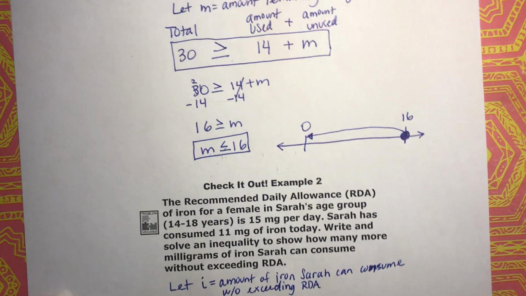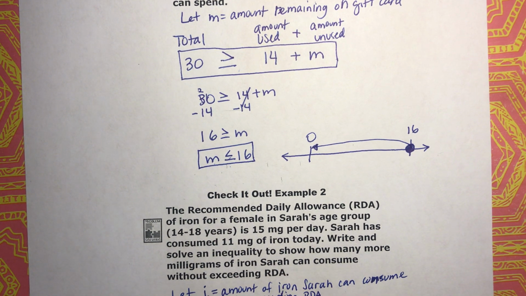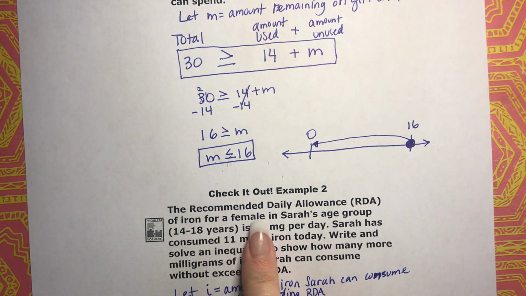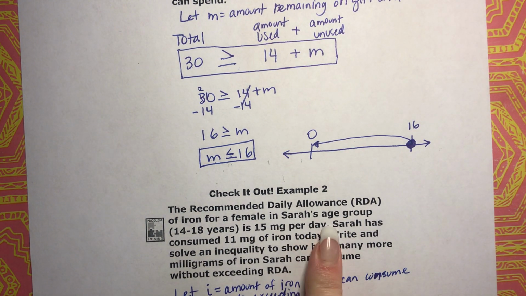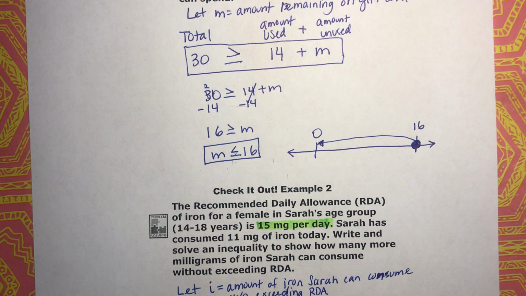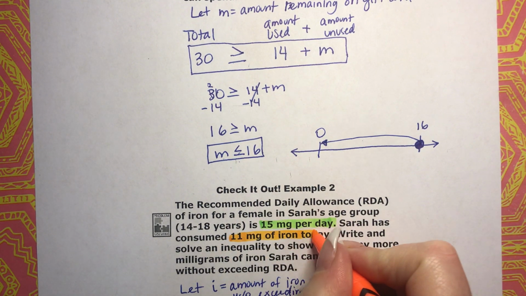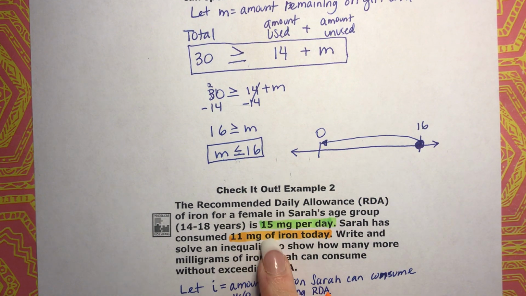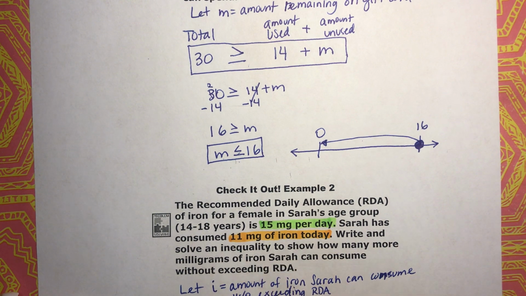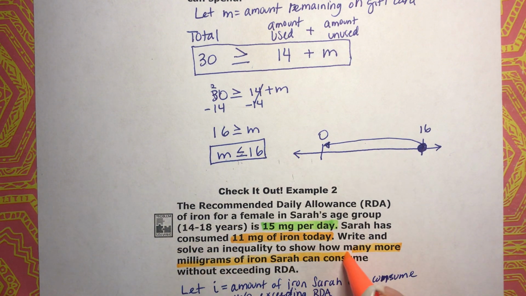Perfect. Okay, since this is a total and parts problem, let's identify what the total is. I'm going to have that in green. The recommended daily allowance of iron for a female in Sarah's age group is 15 milligrams per day. So that is our total. Now that total is made up of parts. The first part is Sarah has consumed 11 milligrams of iron today. That's part of the 15. The 15 is made up of what she's consumed and then what she still can consume, right? How many more milligrams of iron can Sarah consume? That's the other piece.